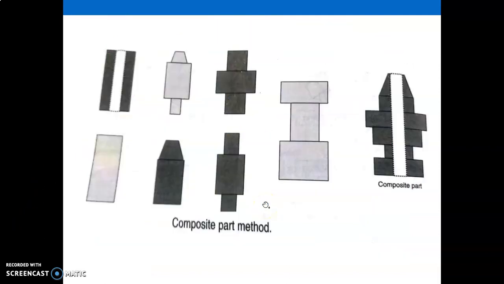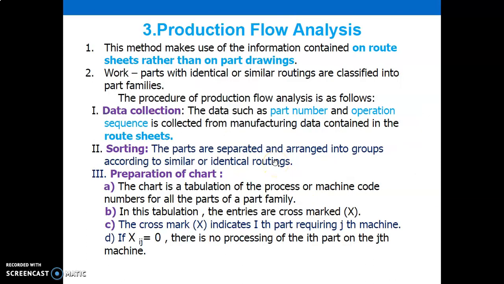So you can see here we have different components with different sizes, but from the observation you can see that all the parts should be manufactured on the lathe machine only. So here we are combining all the parts to create the composite drawing.